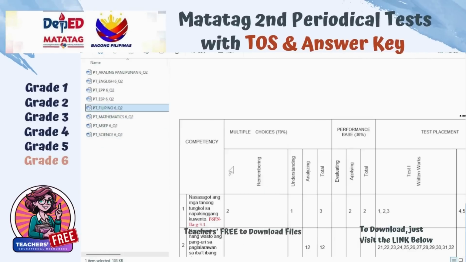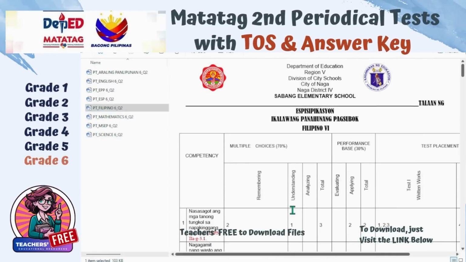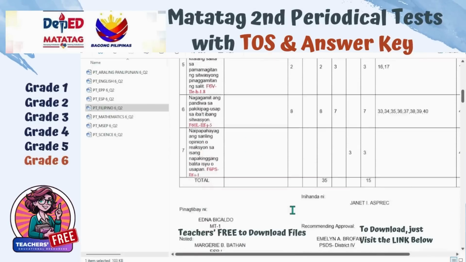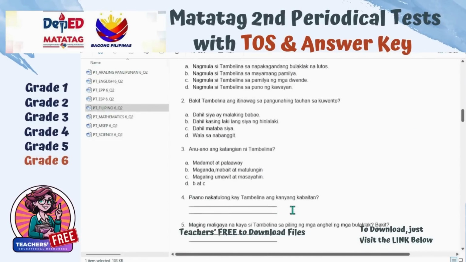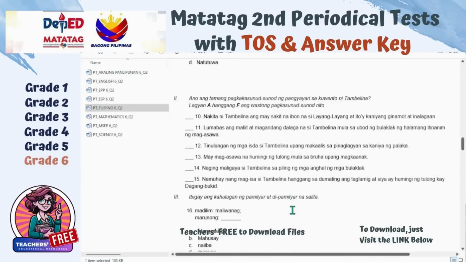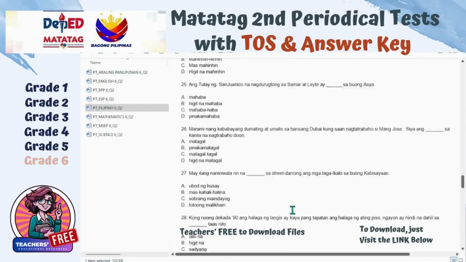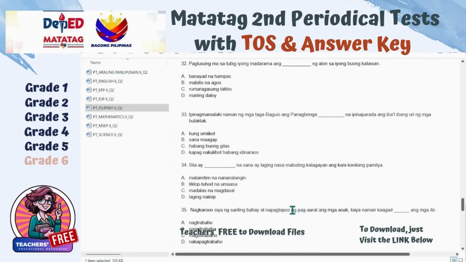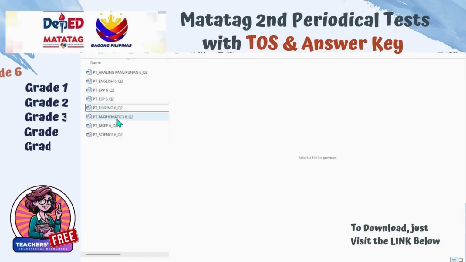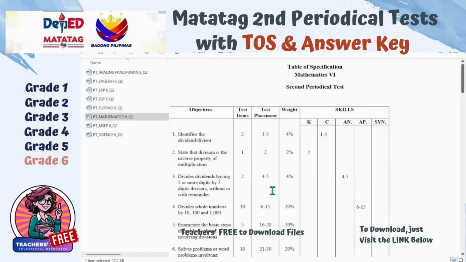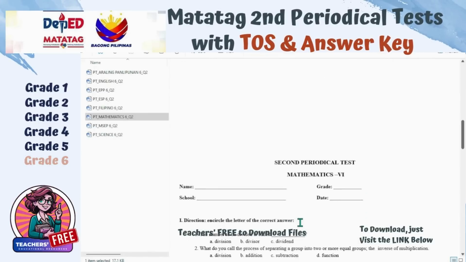We also have the Filipino 6-second periodical test, which covers. Sasagutin ninyo ang mga tanong tungkol sa napakinggan kwento at gagamitin ang mga pangyuri sa paglalarawan ng iba at ibang sitwasyon. We also have the Mathematics 6-second periodical test, which covers.